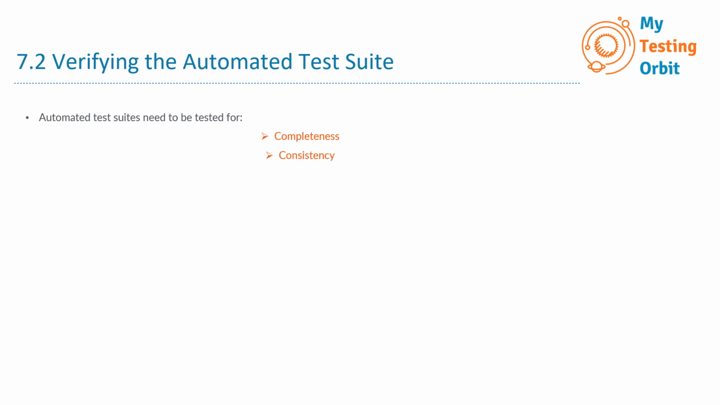The second one is consistency. This is making sure that the test suite produces uniform results across different environments and devices, because inconsistencies can lead to unreliable testing outcomes. And the third one is correct behavior.